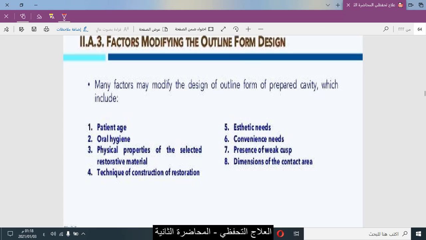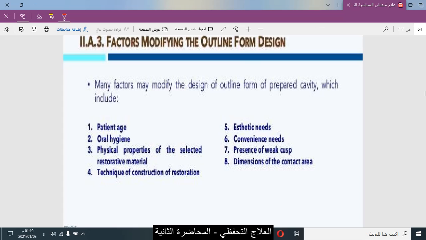Oral hygiene: we must instruct the patient in oral hygiene. If oral hygiene is neglected, we have to extend the margin of the cavity out into the self-cleansing area. If it is good oral hygiene, we do not aim to extend the cavity beyond the limit, because there is self-cleansing, so we do not have to extend into the self-cleansing area, because the patient will maintain oral hygiene.